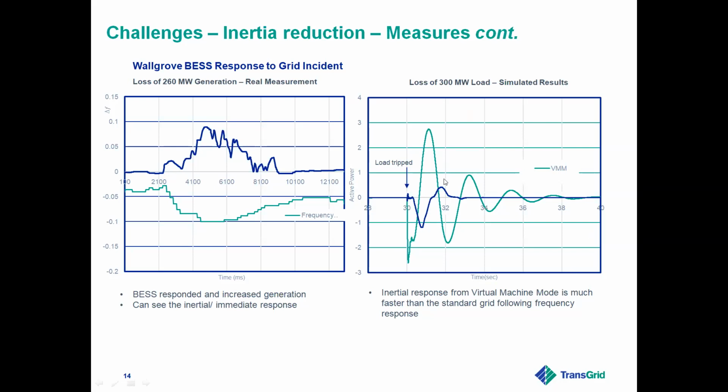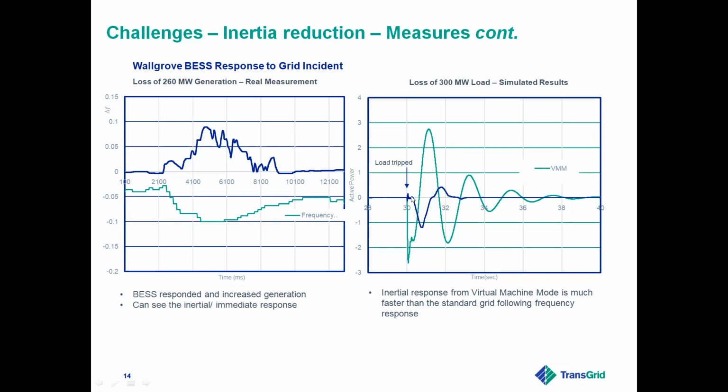And the right-hand plot is a similar one, but a simulated one. And we compare the grid following and grid forming modes. In this case, this is a 300 megawatt load trip. You can see the green curve is the one with that virtual machine mode or the synchronous machine mode enabled. You can see immediately at the point of load tripping, it immediately reduces its megawatt output to help that frequency control. But the other blue curve is without the virtual machine mode.